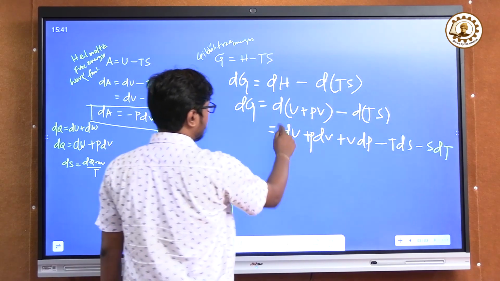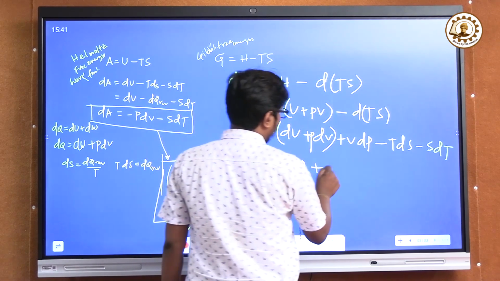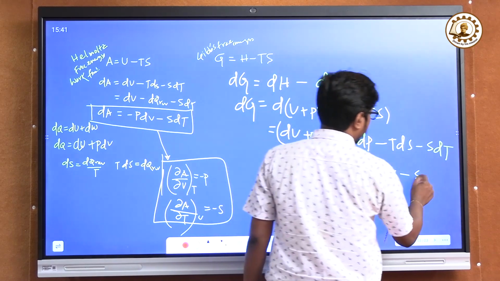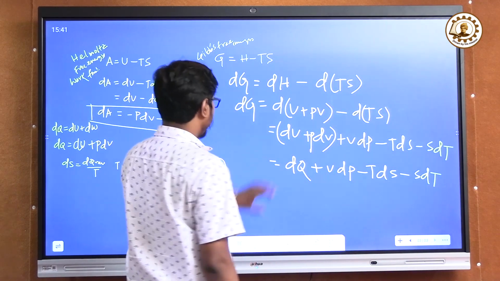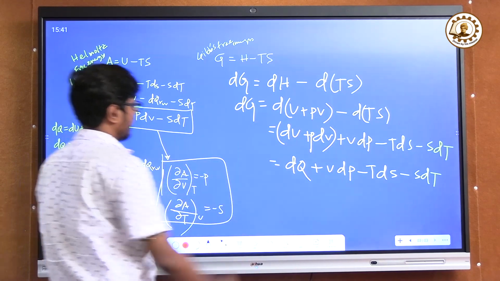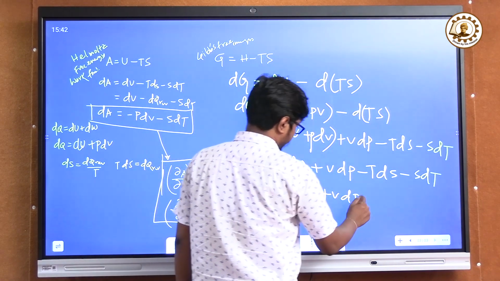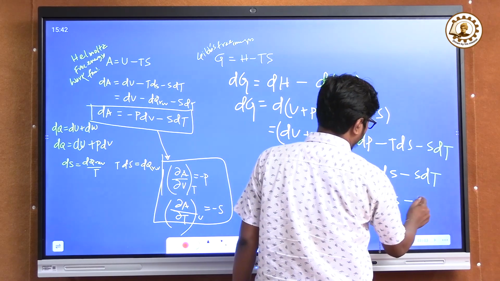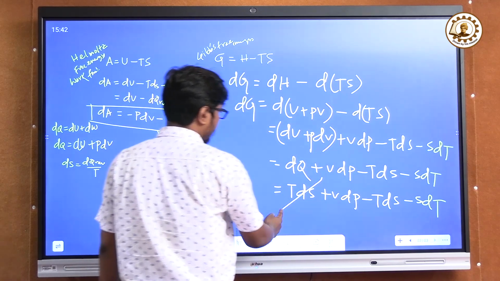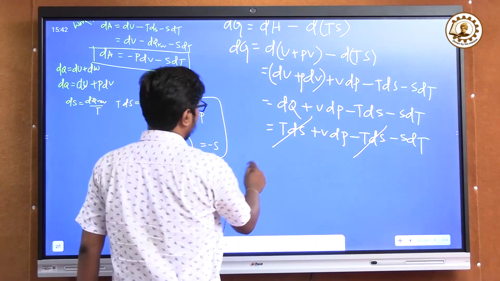Now dU plus PdV equal to dq, plus VdP minus TdS minus SdT. So dq is equal to, again, we can put for a reversible process TdS. So here we put TdS, so VdP minus TdS minus SdT. So TdS and TdS are cancelled.